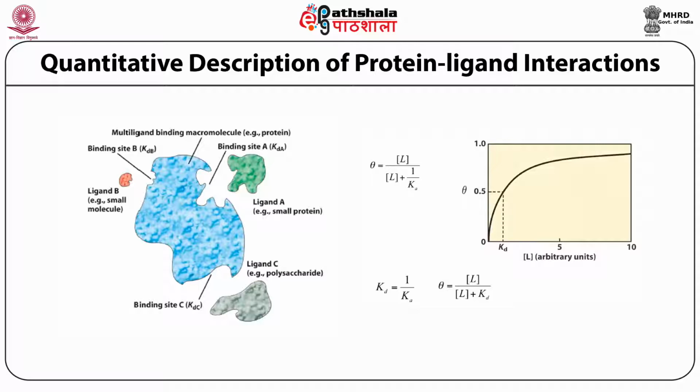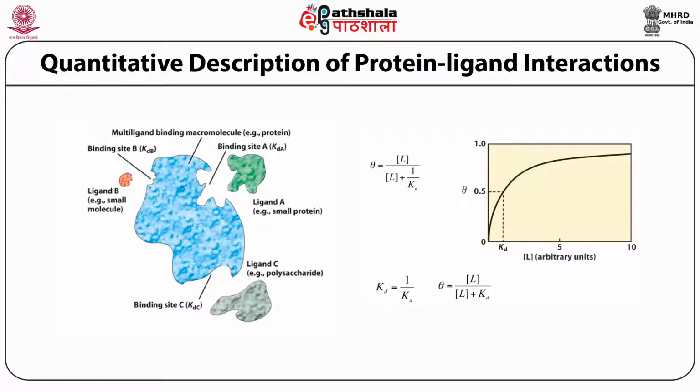Here we describe the quantitative description of protein-ligand reaction. There are many types of interaction, such as multi-ligand interaction. They have more than one binding site. You can see here there are binding sites for ligand A, B, and C, so the Kd value for A, the Kd value for B, and the Kd value for C are different.